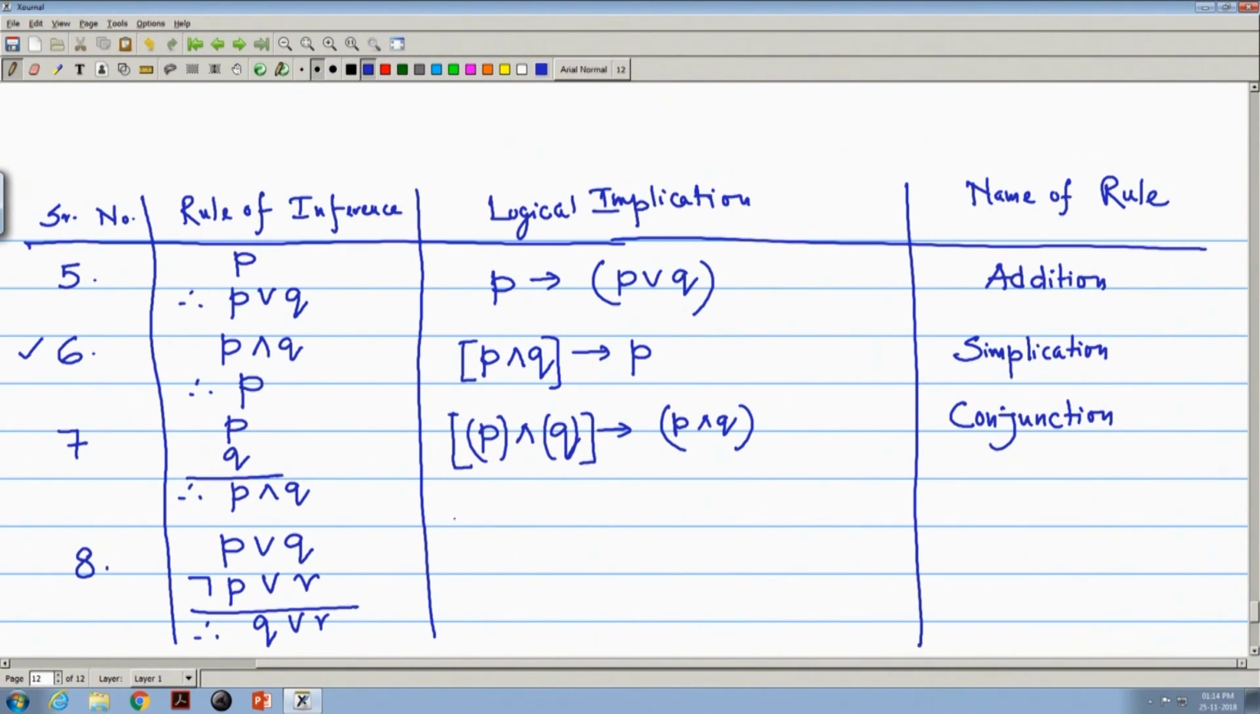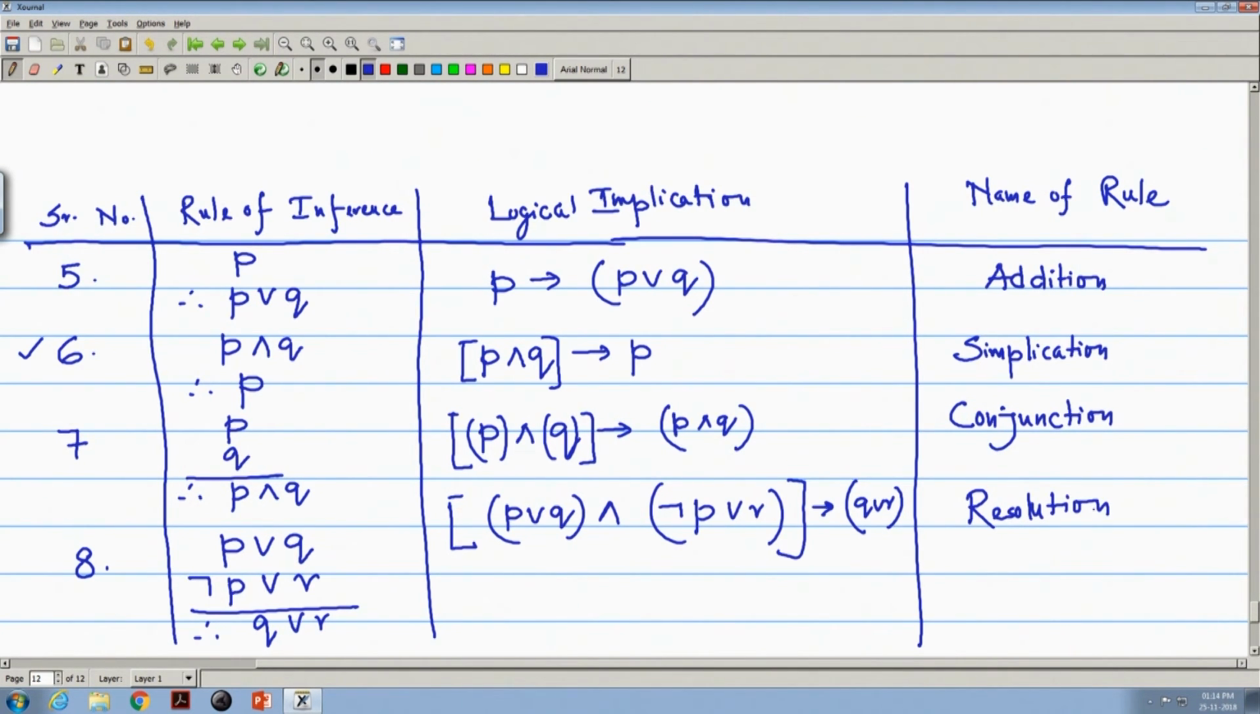So, the logical implication I can write: P or Q and negation P or R implies Q or R, and this is called the resolution. These are the 8 rules of inferences.